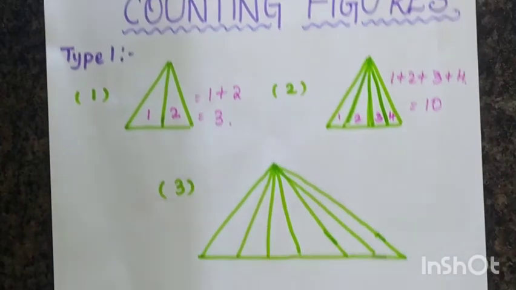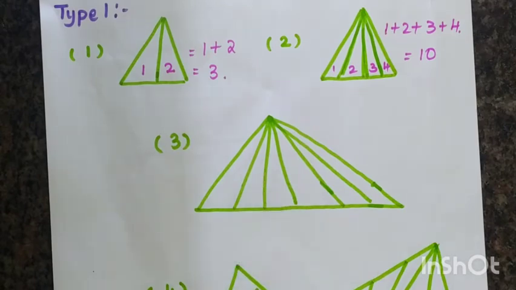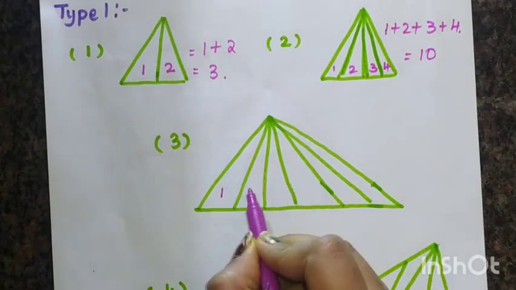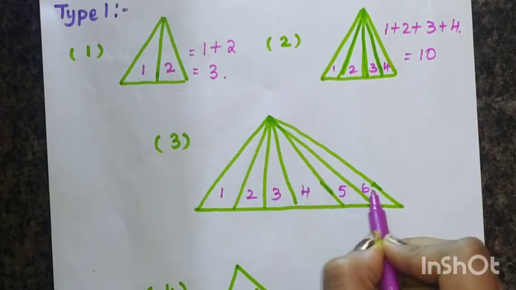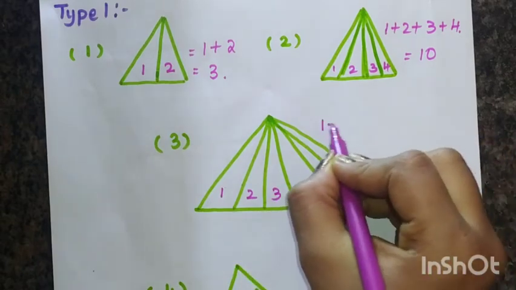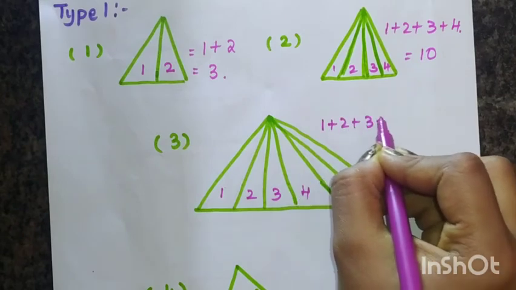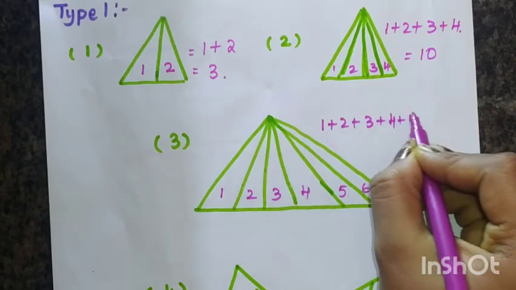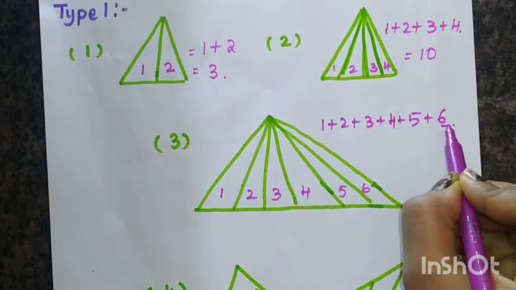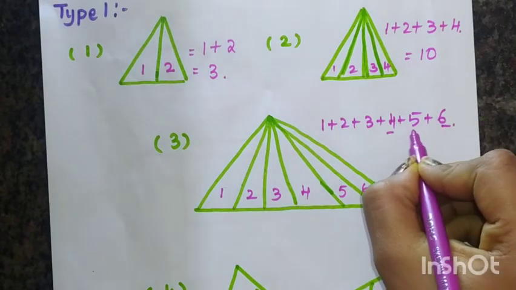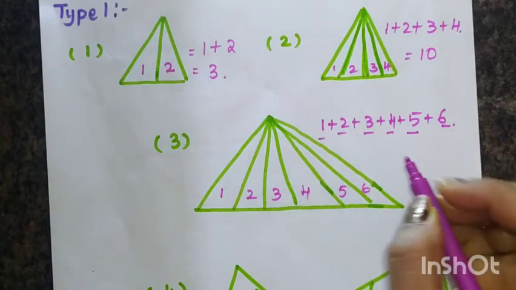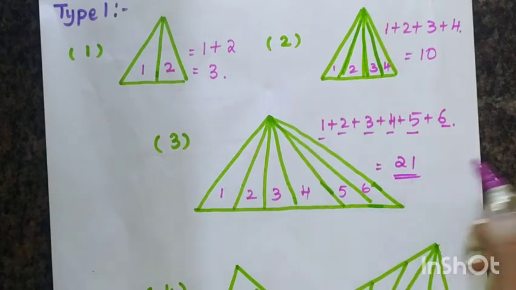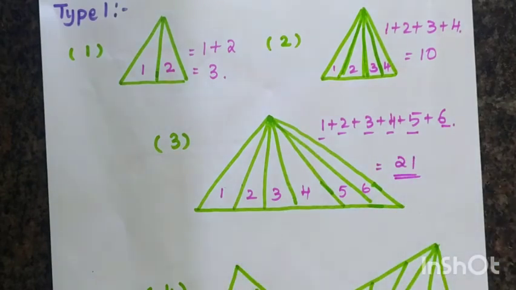Now we go with the third figure. So here I have another figure. First triangle, second triangle, third triangle, fourth, fifth and sixth. Now add all the 6. 1 plus 2 plus 3 plus 4 plus 5 plus 6. So 6 plus 4, it becomes 10. 10, then plus 5 is 15. Again plus 5 is 20, plus 1 is 21. You get 21 triangles in this figure.